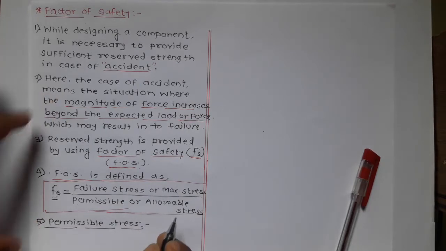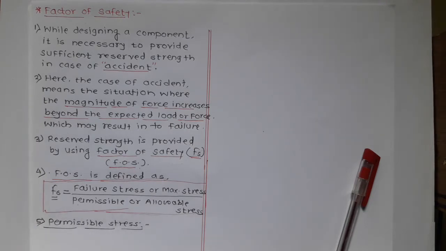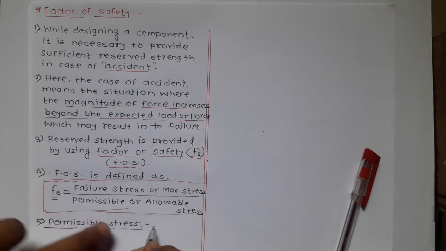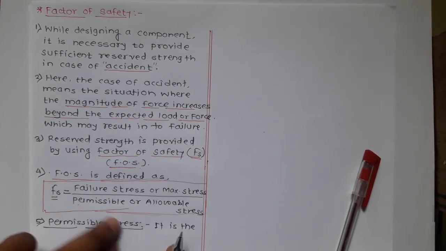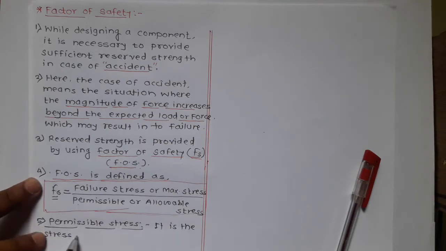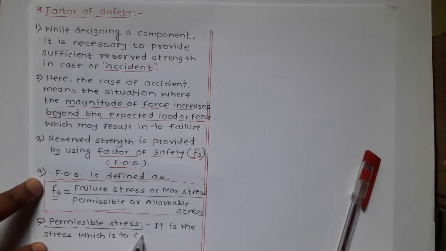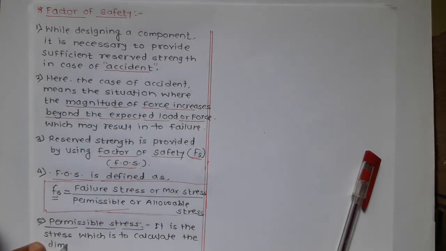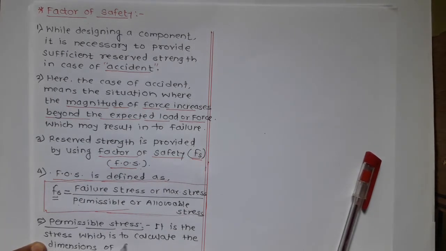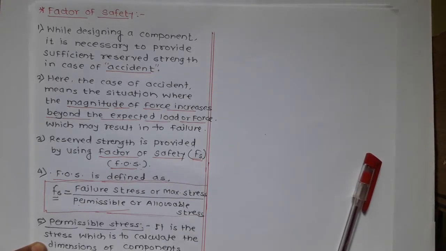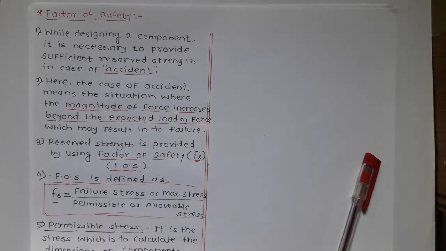Which we also call allowable stress. So remember that this permissible stress or allowable stress is the stress which is used to calculate or find the dimensions of components, and every design engineer wants to keep the induced stress in the component lower than this permissible stress. Okay, so this is a very important point.